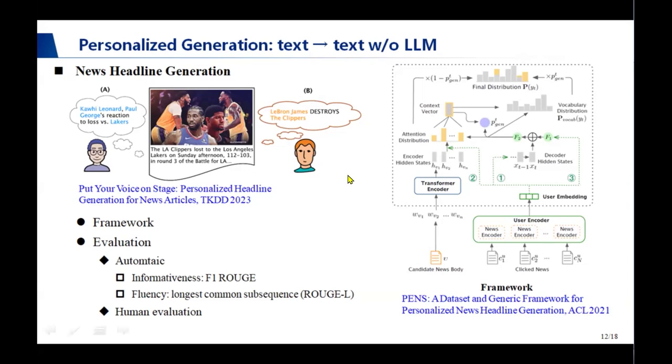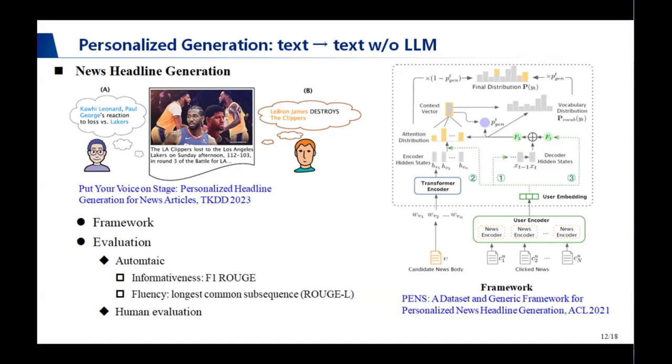And there's actually a lot of work on this. So let's see how this is usually done. This is the framework of how it is done. I feel so sorry that it's so blurry, but basically the left-hand side is the candidate news item, and the right-hand side is what this user has clicked in the past. From this user's past behavior, we can learn their preference. Then when we generate a news item, we use this preference to condition the generation of that news item. So that's the basic idea.